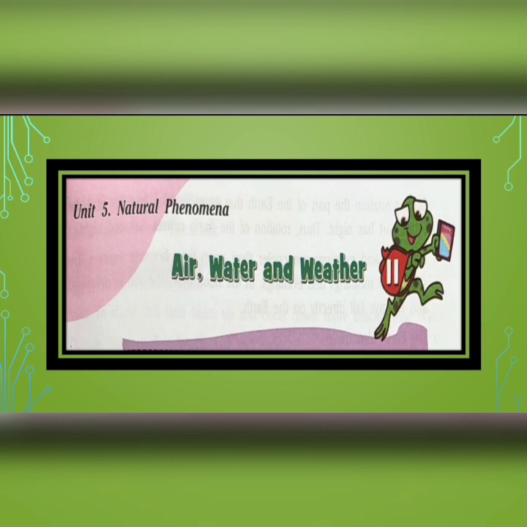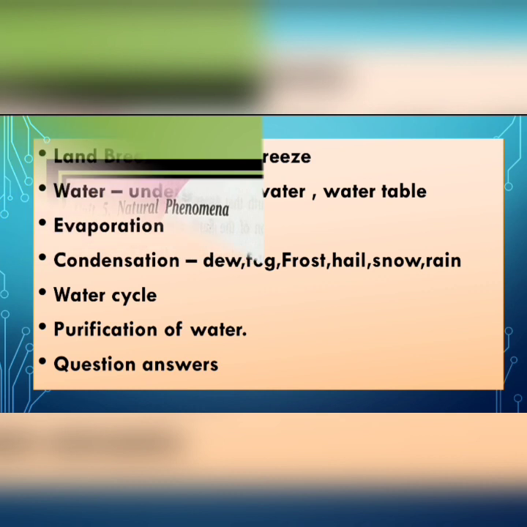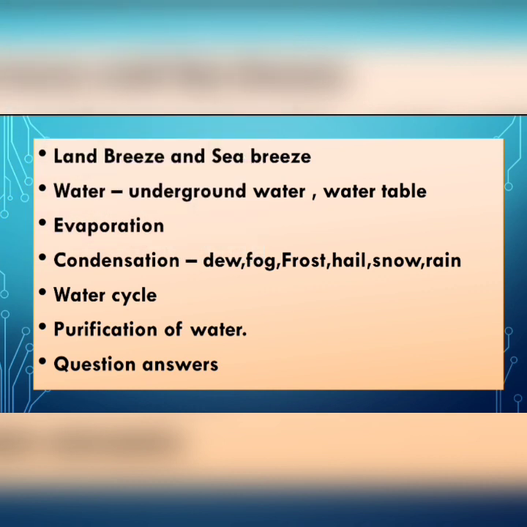In our previous class, we did half of the explanation of chapter number 11, Air, Water and Weather. Let us recall the topics that we discussed in our previous online class. We discussed land breeze and sea breeze. After that, we discussed water, underground water and the water table.